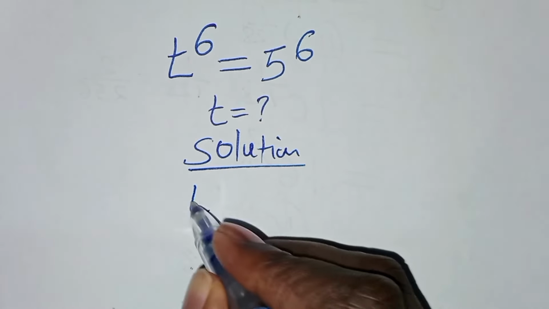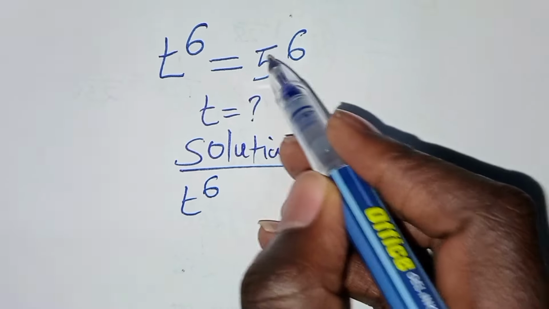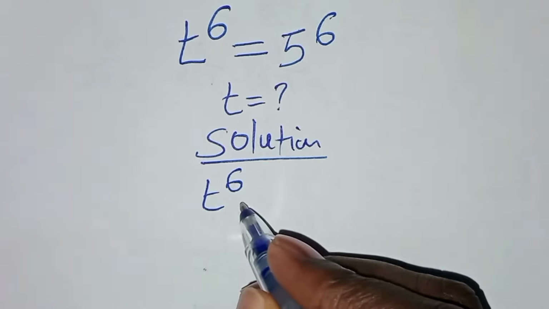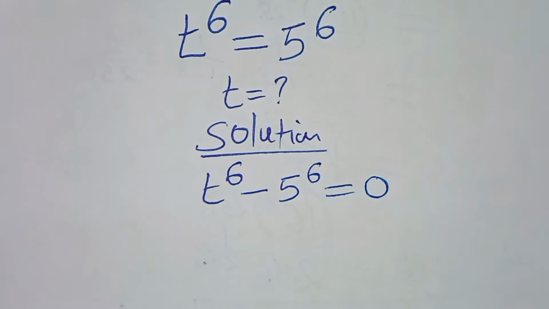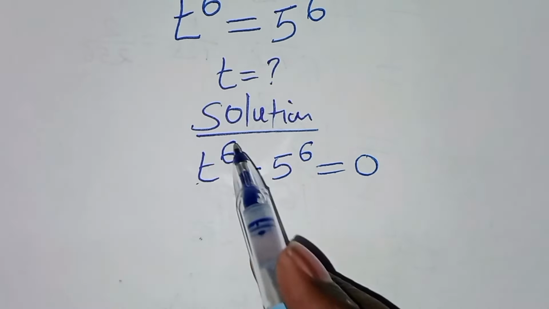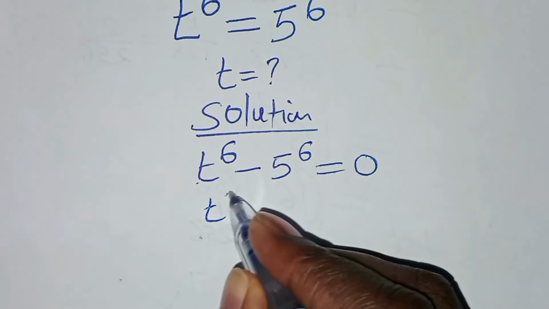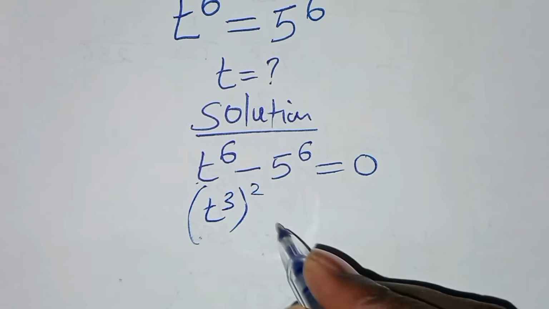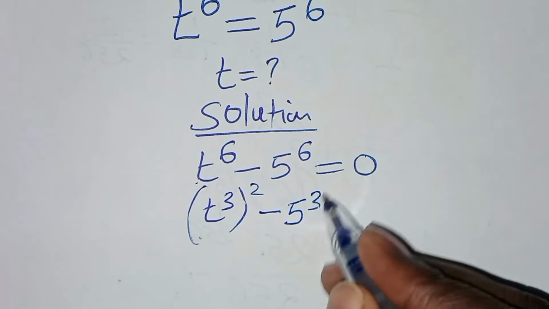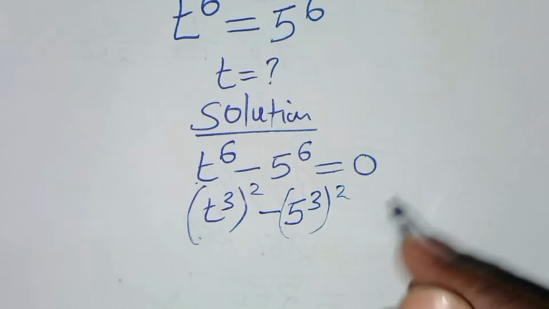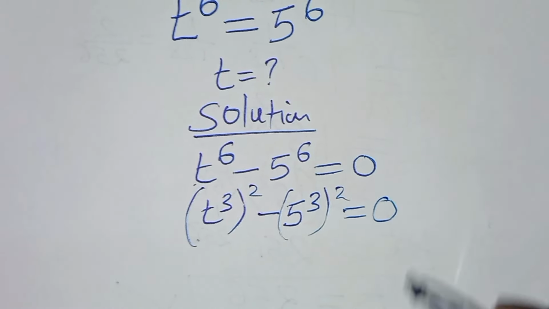we have t to the power 6. Let's take 5 to the power 6 to the left hand side. So minus 5 to the power 6 is equal to 0. We can express t to the power 6 as t to the power 3 squared, subtract 5 to the power 6. We can express 5 to the power 6 as 5 to the power 3 squared. Now this is equal to 0.